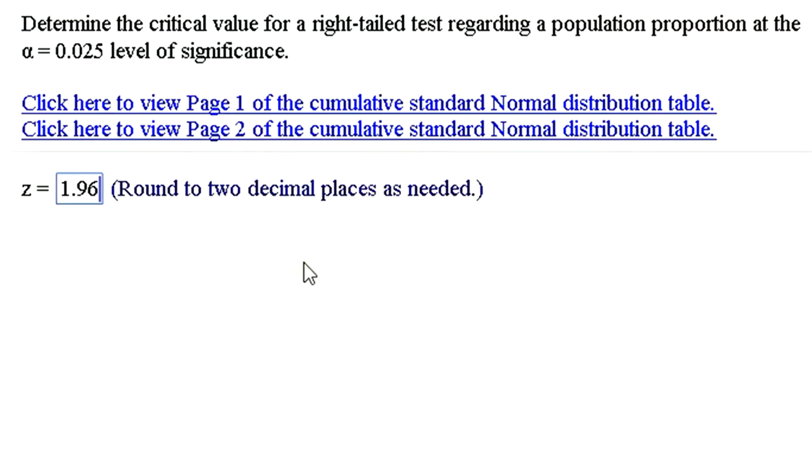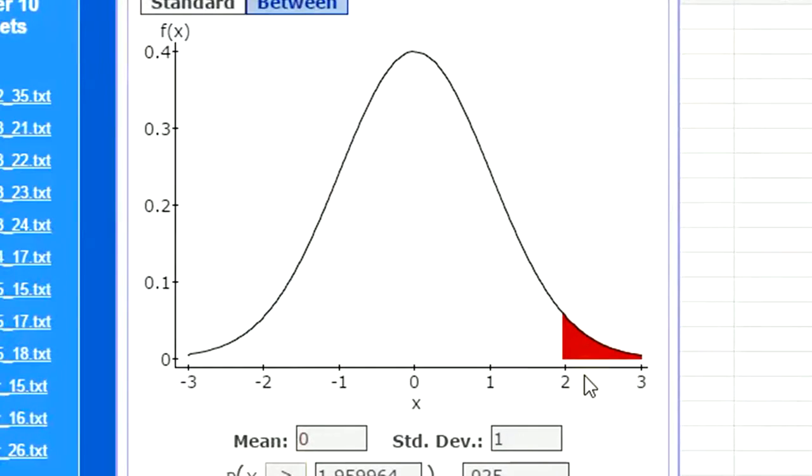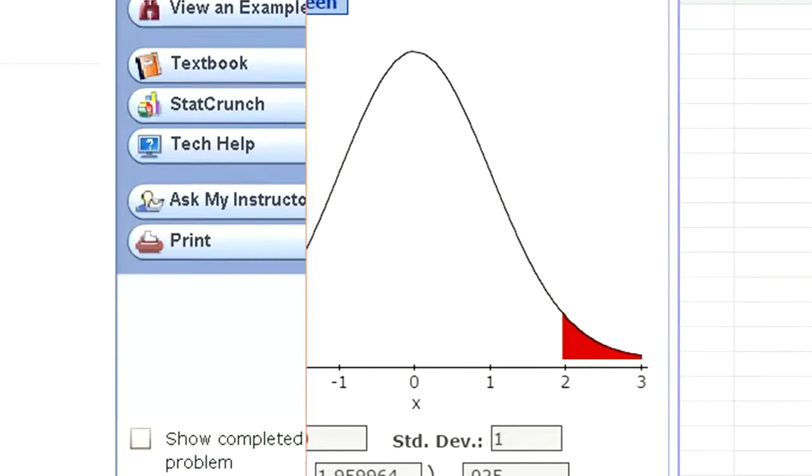So in this case, if we were to do a hypothesis test and calculate a test statistic, which would be a z statistic, if it was greater than 1.96, if it was anywhere in this red region, we would have sufficient evidence to reject the null hypothesis.